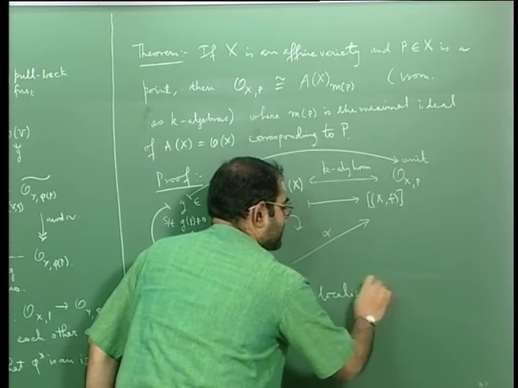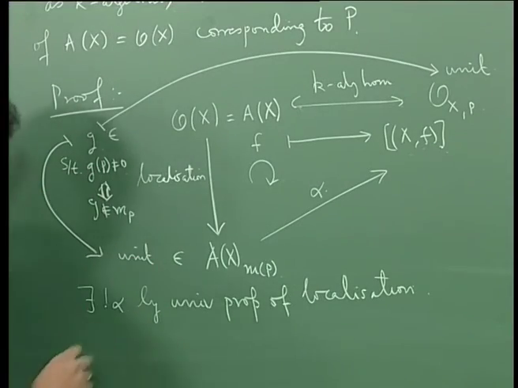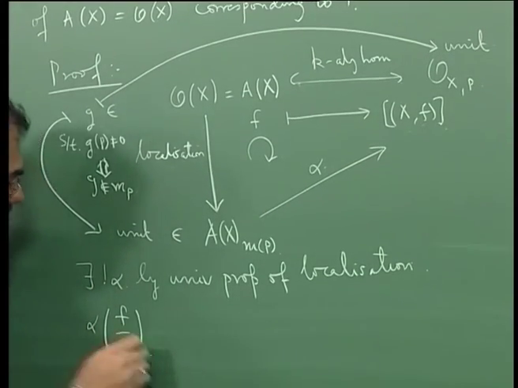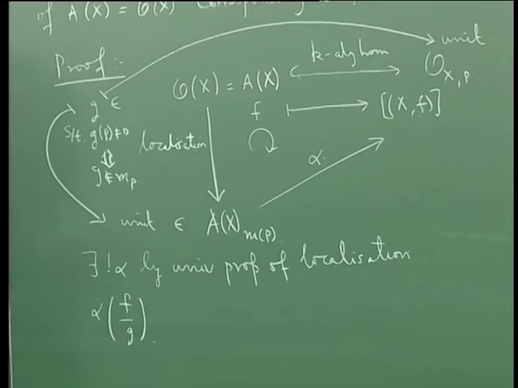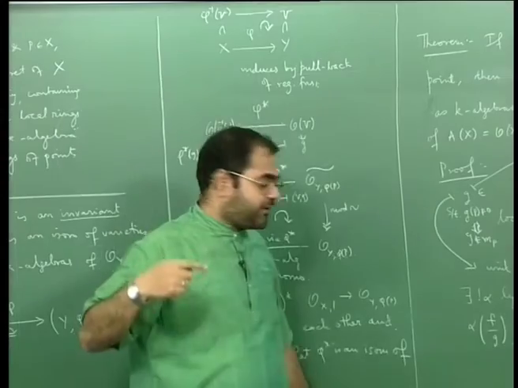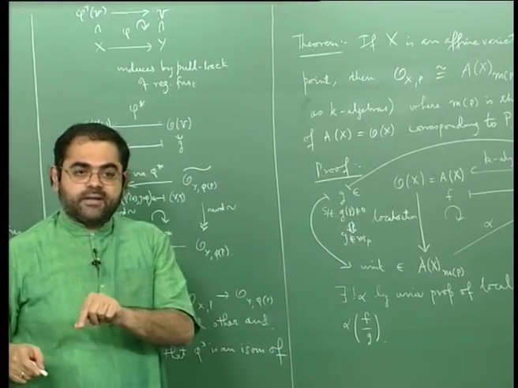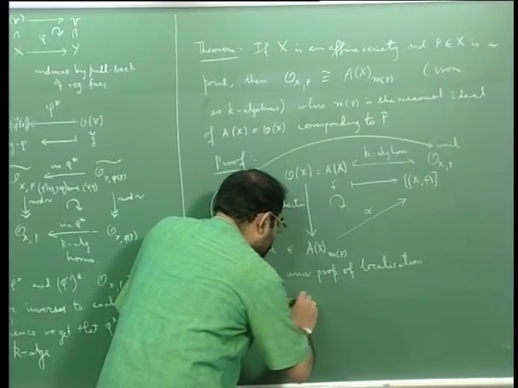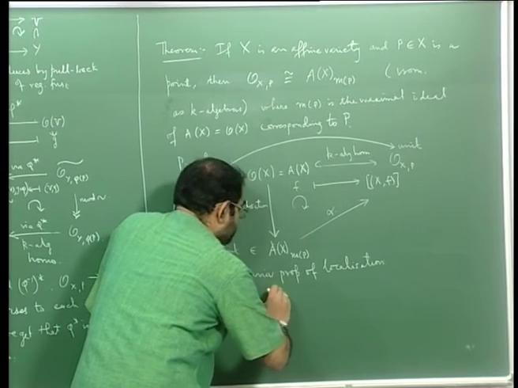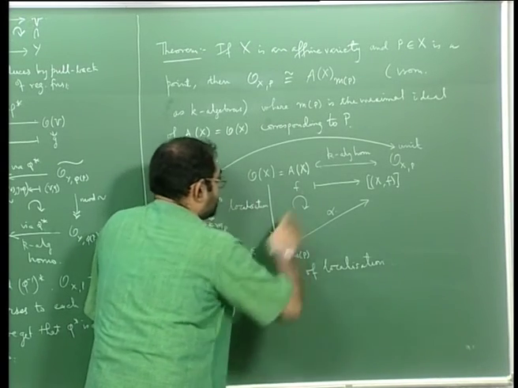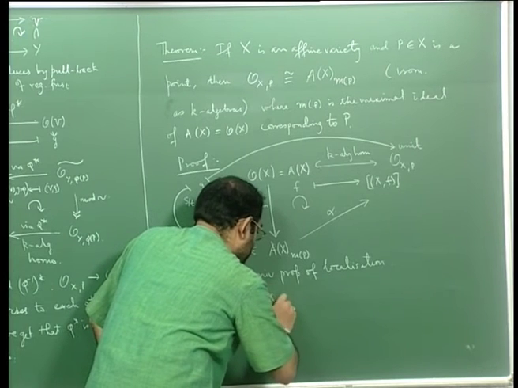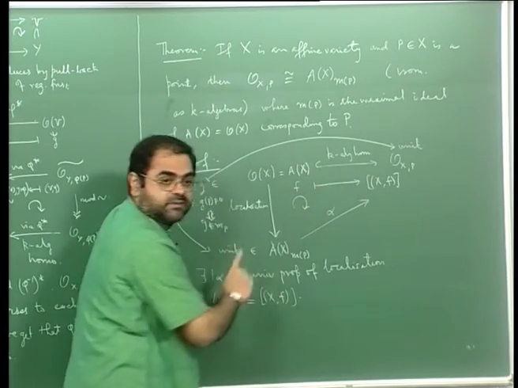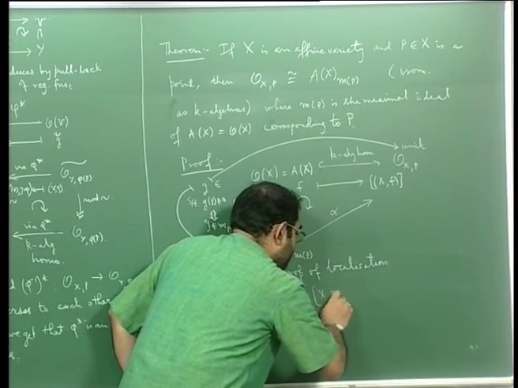And it's very easy to write down what that alpha is. An element in the localization will look like f/g, where f is a regular function, g is a regular function, but g is not in M_P, that means g does not vanish at P. That is how elements here look. And alpha of f/g is going to be very simple: you just take the germ of f times, since the germ of g is invertible, the germ of g inverse.